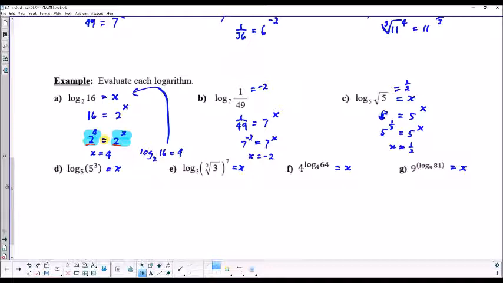Moving on to D here. The result is 5 cubed. The base is 5. Exponent is x. Well, we've already got a common base. Therefore, x equals 3.